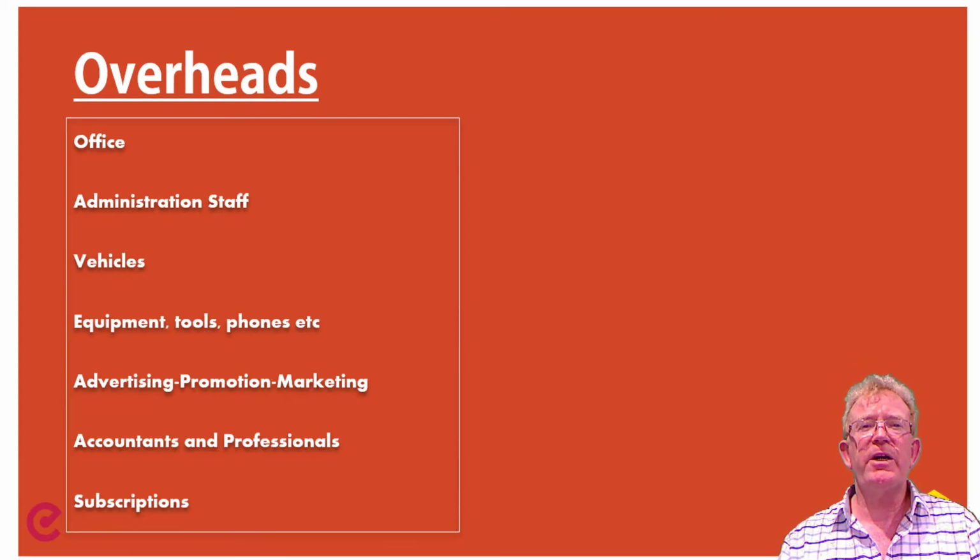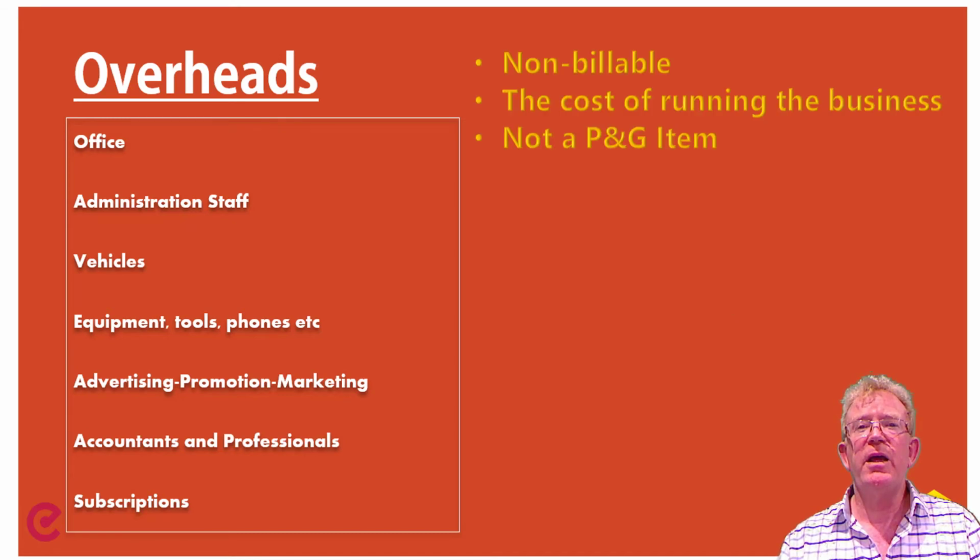By looking at these items, we can see three key characteristics that go into making these particular items overheads. They are non-billable or difficult to bill per job, because these are annual costs of running the business. These are cost items of running the business. And lastly, they're not P&G items, in other words preliminary and general, because preliminary and general items tend to be more job specific and not involved in the overall cost of running the business.